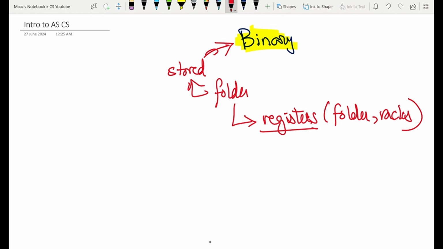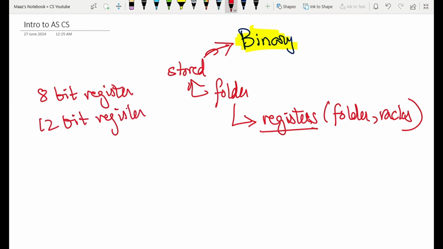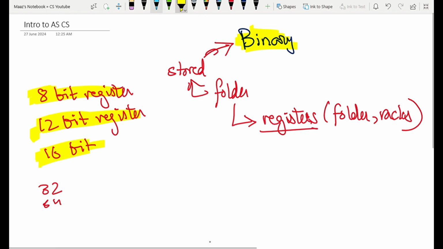Now, registers could be of several types. You could have an 8-bit register. These are the sizes, right? And then you could have a 12-bit register, and then a 16-bit, and so on. Next would be 32 and then 64. But yeah, in your course, you are going to be getting tested on 12 and 8 the majority of the times, and maybe very rarely they test you on the 16-bit. But yeah, there is a possibility.